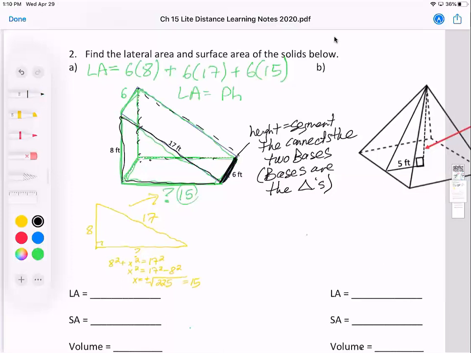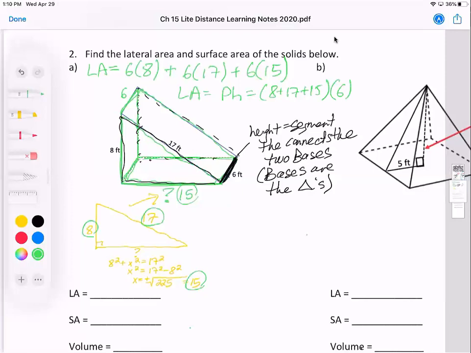Now that's really counterintuitive, because when you think of height, you think of standing up straight and you think 8 is the height, but that is not the height of the prism. So using this formula, if the height is 6, what's the perimeter of the base? Well, the perimeter of the base would be 15 plus 17 plus 8. And then we multiply by the height of the prism.